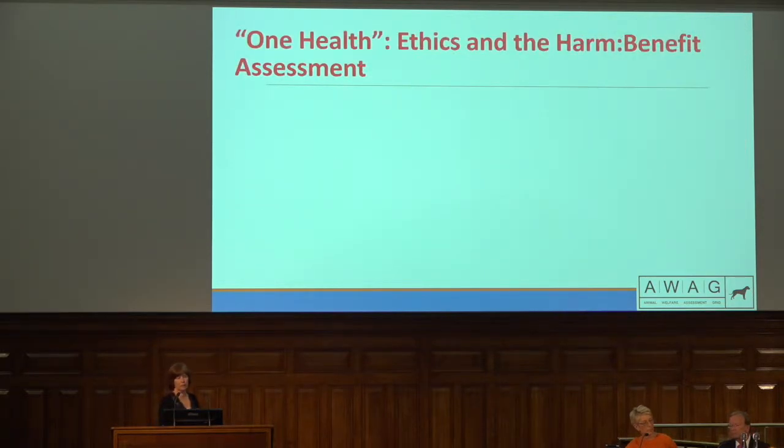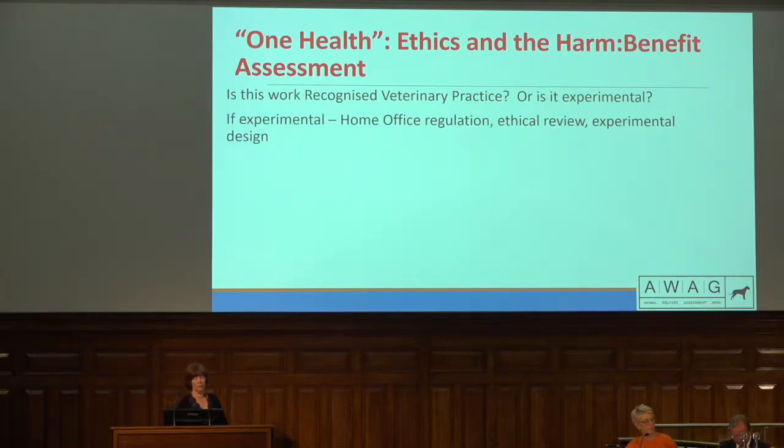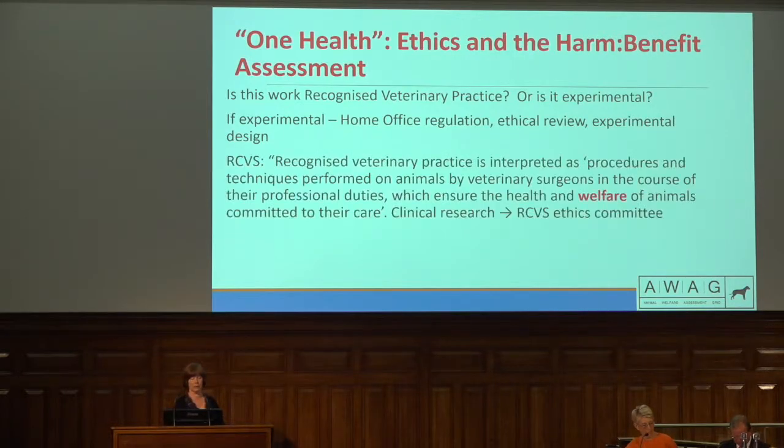So with One Health, we have to think about ethics and the harm-benefit assessment. And the first question to ask is: is the work you're doing recognised veterinary practice? Or is it experimental? Because we're moving into areas now where some things maybe are not recognised veterinary practice and that not everyone would want to do them. Of course, if it's experimental, then it comes under Home Office regulation, requires ethical review and good experimental design.